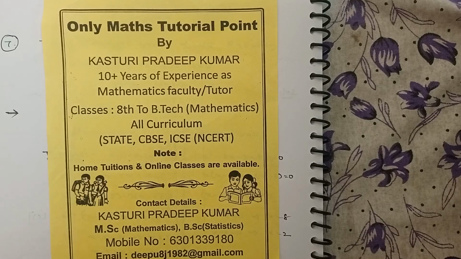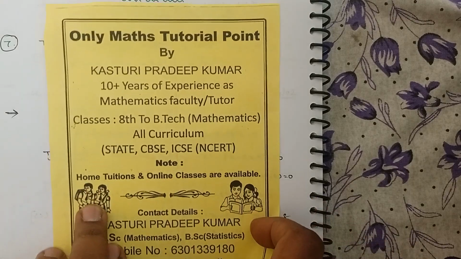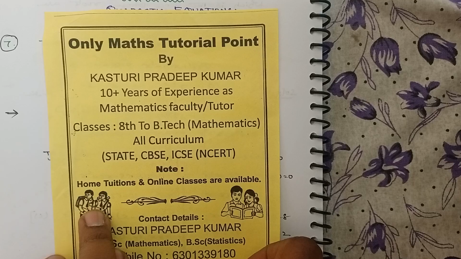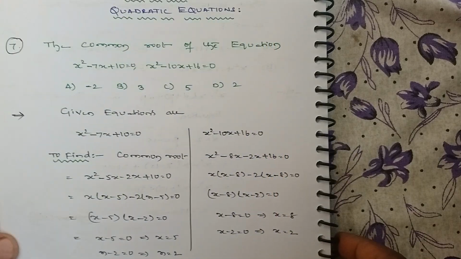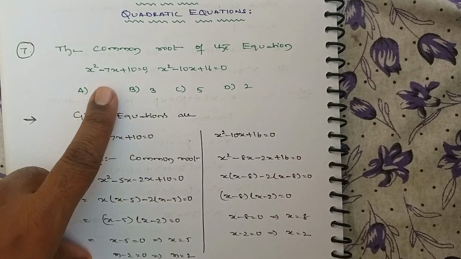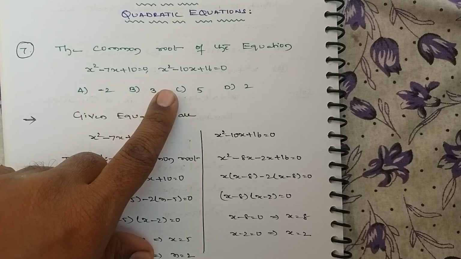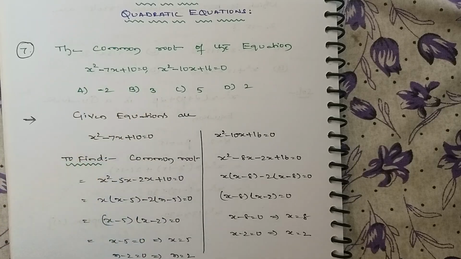Today in this video we are going to cover IIT Foundation for class 8 topic quadratic equations. 7th question, guys. The common root of the equations x square minus 7x plus 10 equals 0 and x square minus 10x plus 16 equals 0. Options are minus 2, 3, 5 and 2.